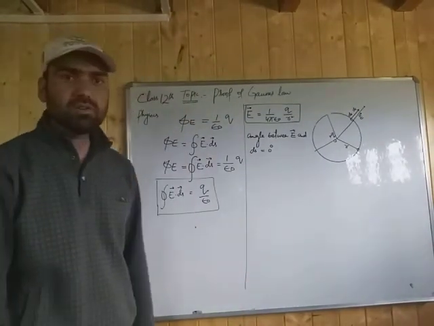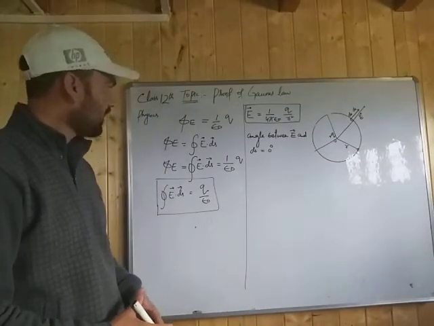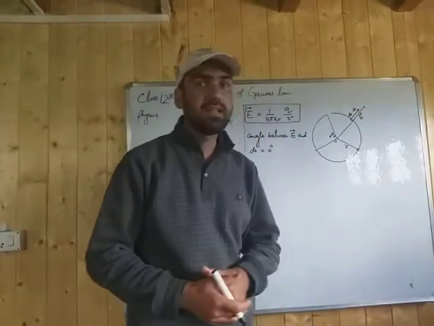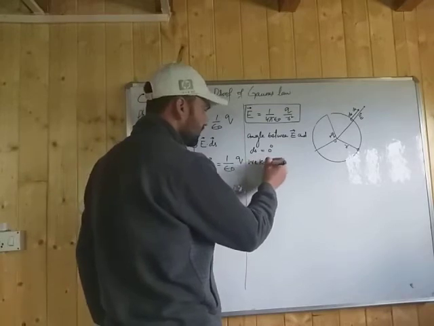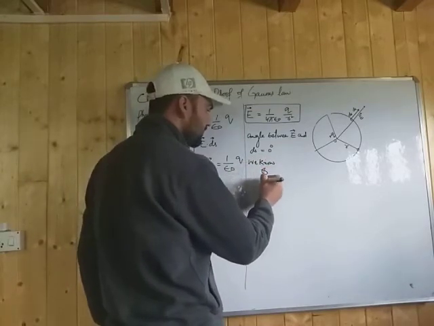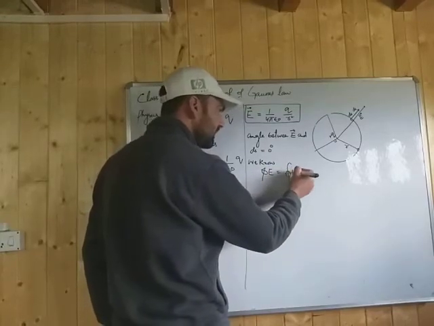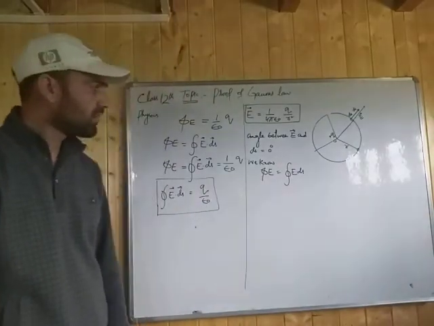But according to Gauss law, so Gauss law states that, or you can say according to electric flux जो यहाँ पर कह रहा है, जो यहाँ पर electric flux निकल रहा है, that is, we know that this electric flux, we know that phi e, that is the electric flux, that is equal to closed integral of E dot ds, closed integral of E dot ds.